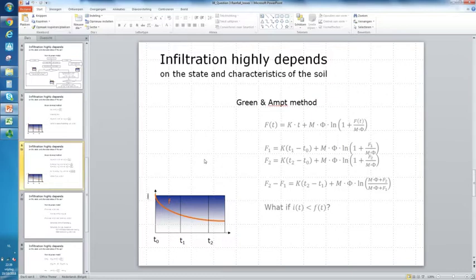Also, the previous formula that was given here is actually when we have no infiltration at the start of the interval. So there was no infiltration before. But if we do have some infiltration already before, we need to apply this formula, which is based on the same formula, but then combined for the beginning and the end of the interval. Now, we still don't know what the formula would be if the infiltration capacity is still higher than the rainfall intensity.